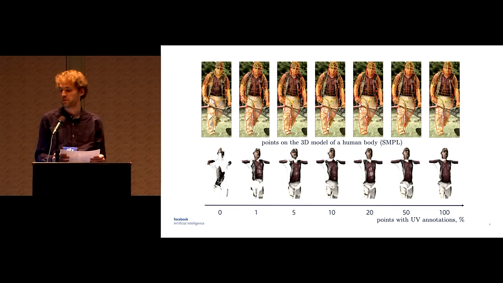The same can be seen here qualitatively. On the top, we show the DensePose predictions overlaid on a test image. On the bottom, we use the UV predictions to map the texture back to the 3D model. From left to right, we show the effect of increasing the density of point annotations in the training set. And as you can see, with just 20% of annotations, we already capture the geometry very well.